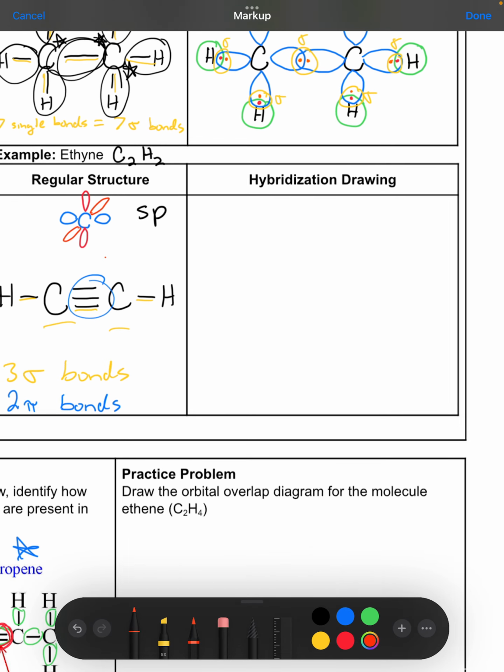So I'm going to start over on my right hand side by redrawing only my atoms, not my bond lines. And then I'm going to do my hydrogens first, just like before. They still have only 1s1 configuration. They can't hybridize at all because they don't have anything to hybridize with. And I'll represent hydrogen's electrons like that. All right.